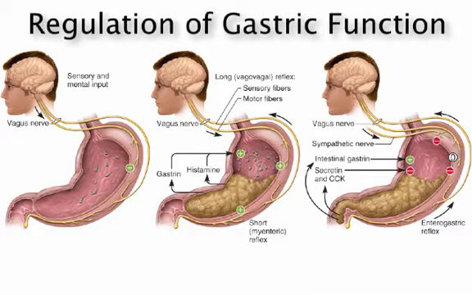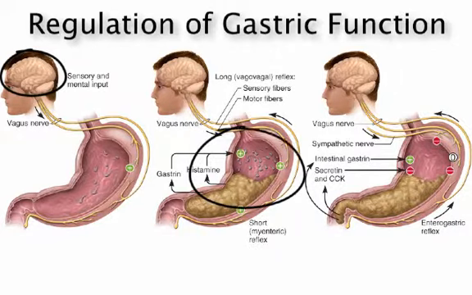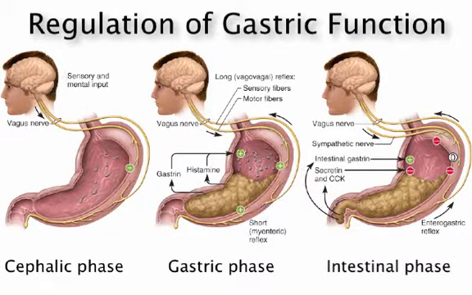The nervous and endocrine systems collaborate to control gastric activity, which refers to the secretions and motility of the stomach. Gastric activity is controlled by the brain, the stomach itself, and the small intestine. Therefore, it is divided into three stages called the cephalic, gastric, and intestinal phases.